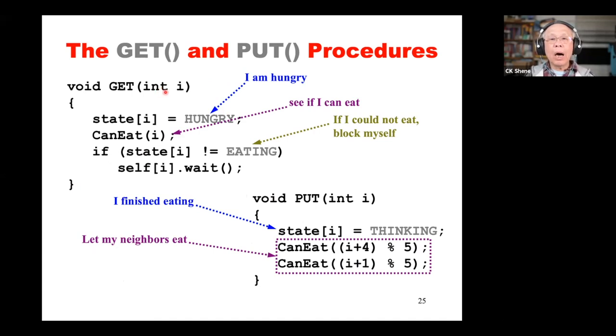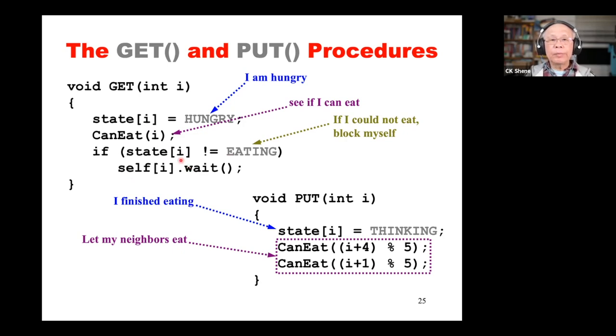When philosopher I wants to eat, philosopher I says, I am hungry, and calls can eat with its name or its number to determine whether I can eat. Now, after the execution returns from can eat, if my state has been converted to eating, of course I can eat. But what if the state there is not eating? It means I cannot eat, so I wait. I did not get the chopsticks.